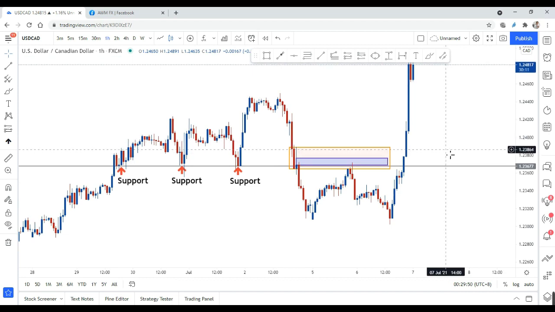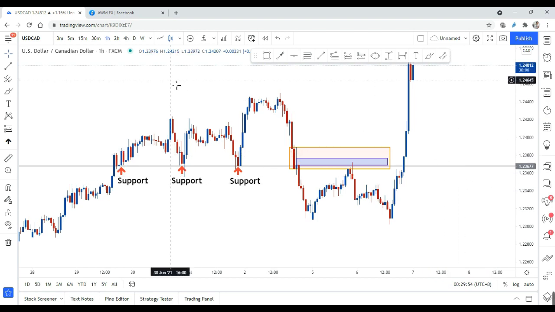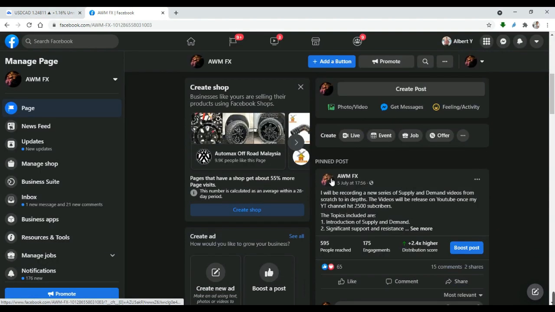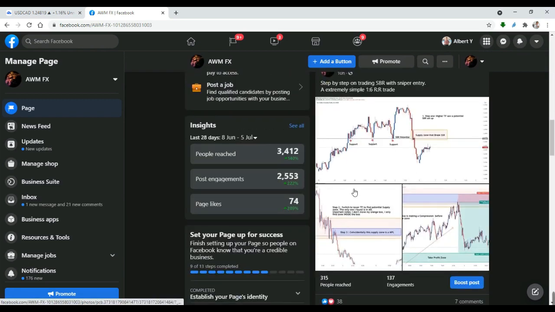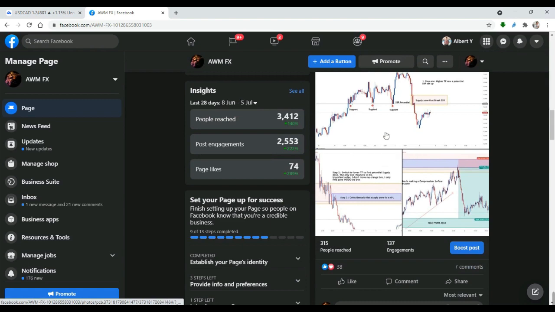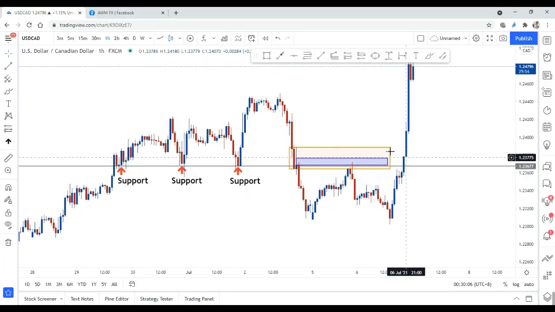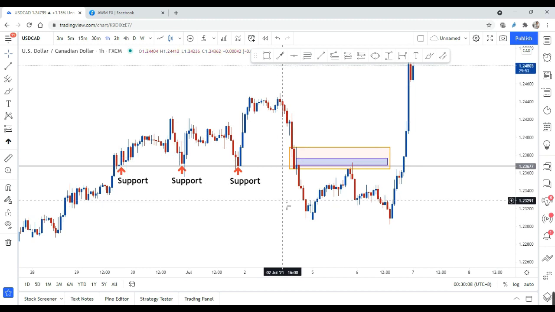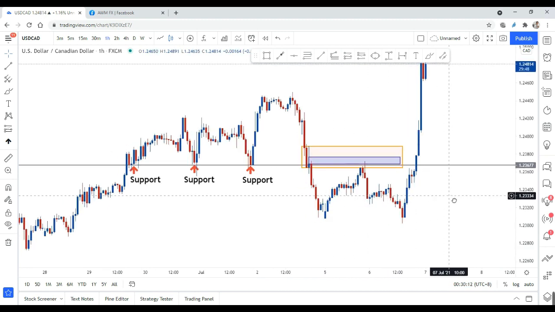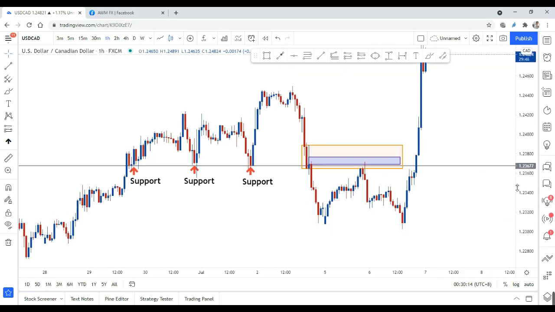So here I'm going to show you a very simple trade, which I did share in my Facebook group, step by step, how you're going to trade. But anyway, I'm going to do a video of this production, and I'm going to show you two more examples.